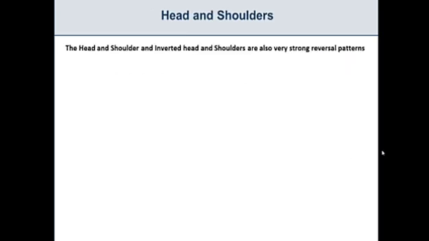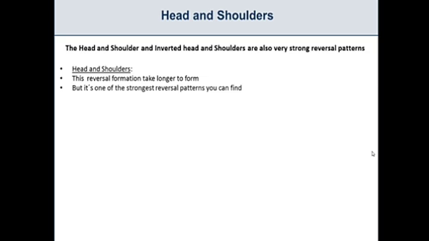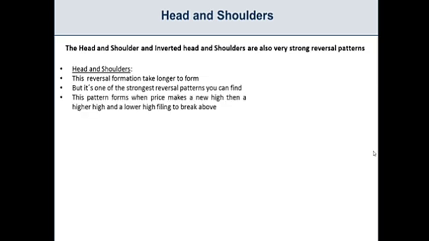Let's go now to the head and shoulders and the inverted head and shoulders, which are also very strong reversal patterns. The head and shoulders takes longer to form, but it's one of the strongest reversal patterns you can find. This pattern forms when price makes a new high, then a higher high, and then a lower high, failing to break above. This forms what looks like a head with two shoulders on your chart. And when the neckline breaks, we have a full reversal in play.